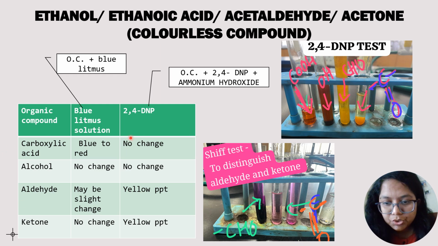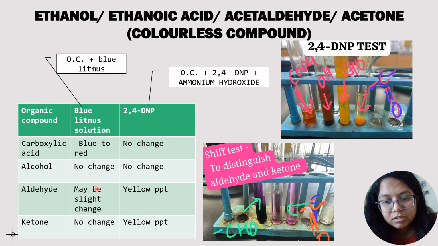For that you have to take two test tubes and take a little of the organic compound. In one test tube you will add blue litmus solution, and in the second test tube you will add 2,4-DNP and ammonium hydroxide. So what is the conclusion? Suppose you got a carboxylic acid. The first test tube with blue litmus solution will turn red, and with 2,4-DNP there will be no change. Whereas if it is an alcohol, in both cases there will be no change.